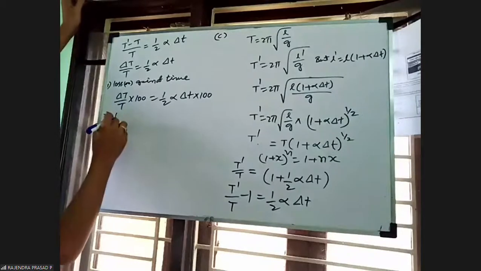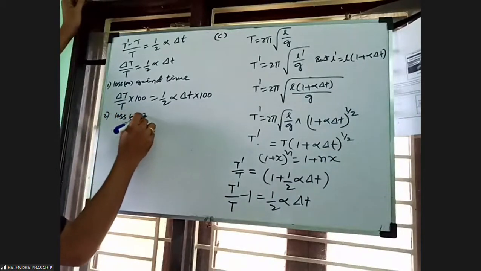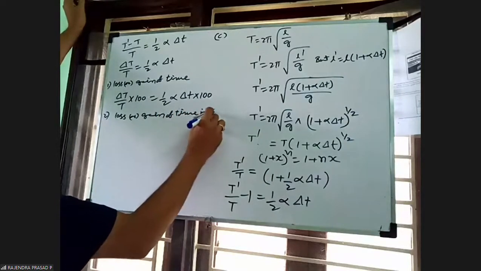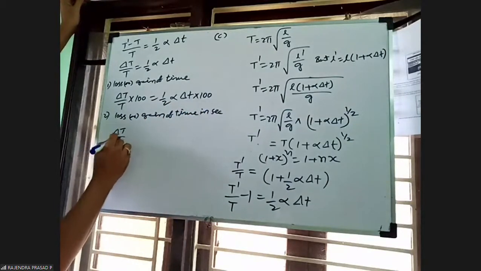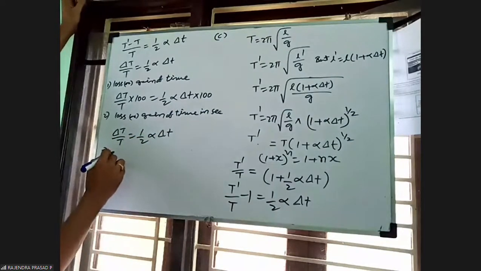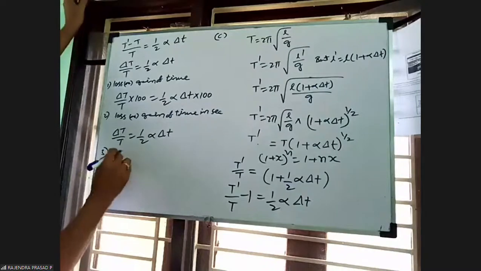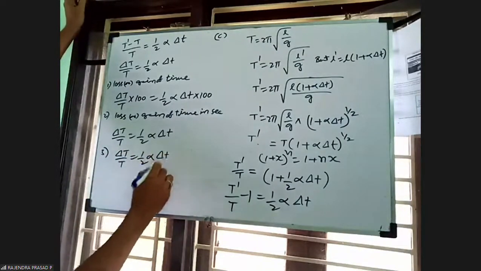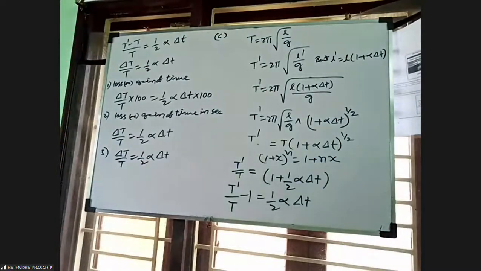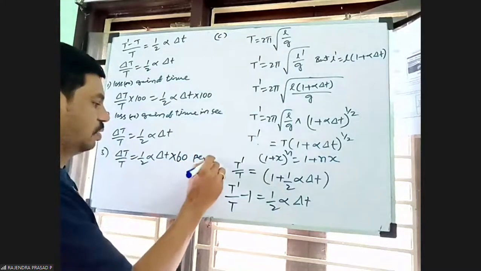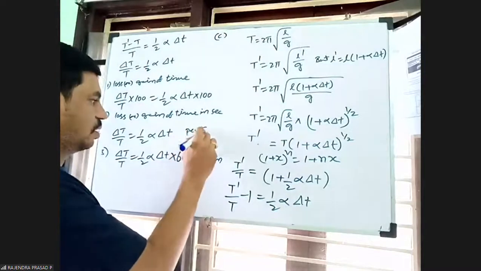Second one, loss or gain of time in seconds. So delta T by T is equal to 1 by 2 alpha delta T per second. Multiplied by 60, this is per minute. This is per second.